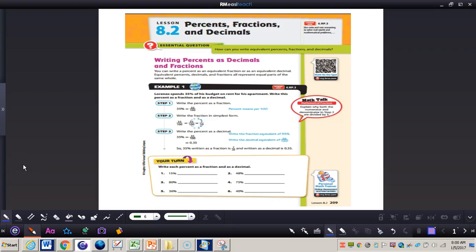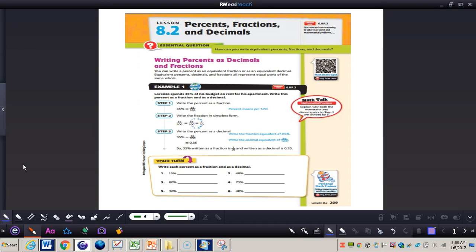In this video, we're going to be taking a look at percents, fractions, and decimals. You'll need to have your Go Math book out and turn to page 209, your math journal, and a pencil. The essential question we're going to be taking a look at is how can you write equivalent percents, fractions, and decimals? So we'll first of all take a look at writing percents as decimals and fractions.